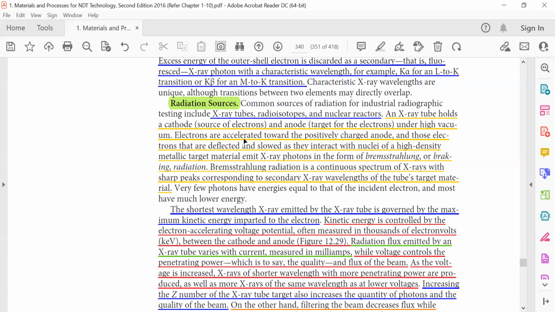Electrons are accelerated towards the positively charged anode, and those electrons that are deflected and slowed as they interact with the nuclei of a higher density metallic target material emit X-ray photons in the form of bremsstrahlung, or braking radiation. Bremsstrahlung radiation is a continuous spectrum of X-rays with sharp peaks corresponding to secondary X-ray wavelengths of the tube target material.